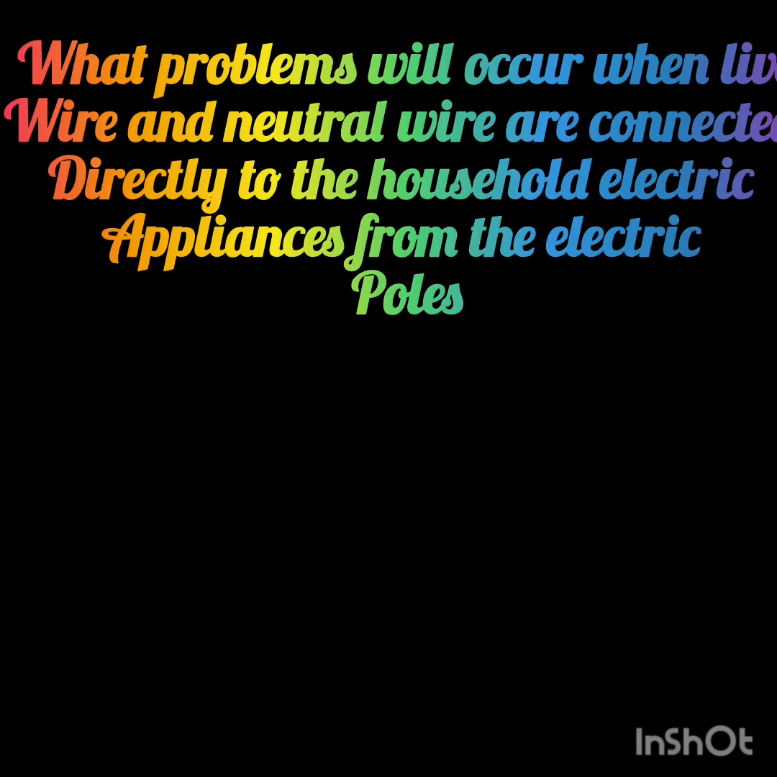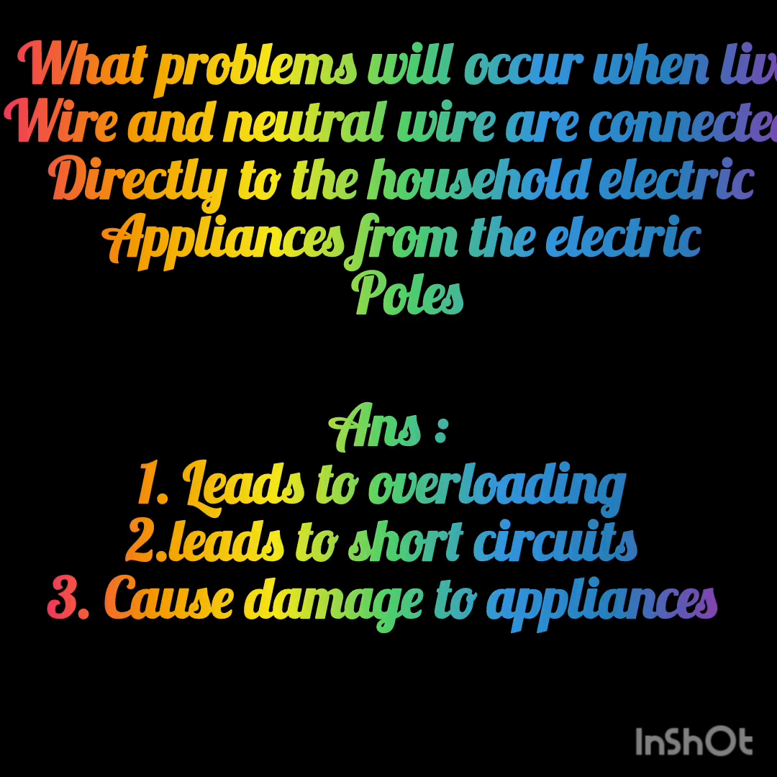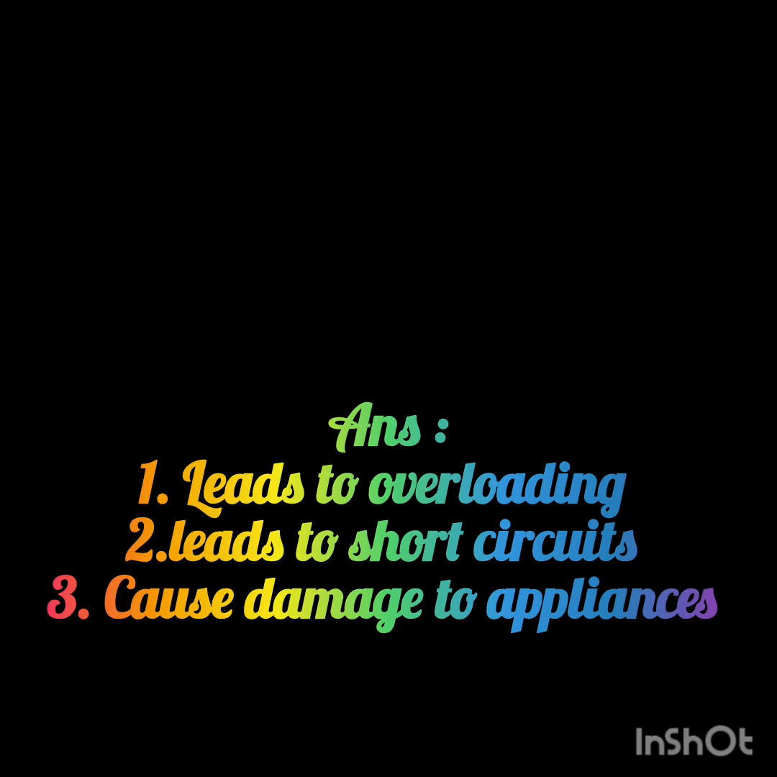What problem will occur when a live wire and a neutral wire are connected directly to the household electric appliance from the electric poles? Answer: It leads to overloading, leads to short circuit and causes damage to the appliance.